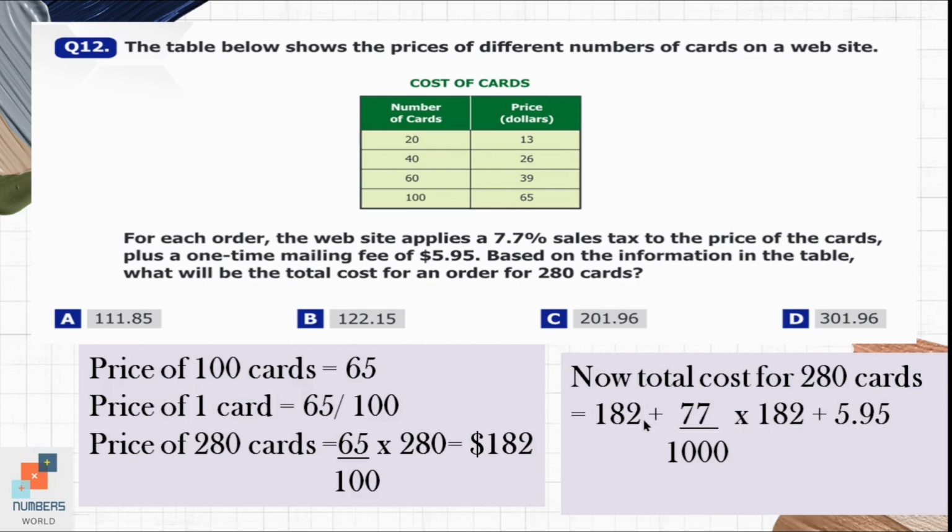182 is the price of the 280 cards. 7.7% of the price can be written as 77 by 1000 of 182. There is an extra zero due to elimination of the decimal. Then the one-time mailing fee is $5.95. So when we solve the equation, we get $201.96, which is our option C.